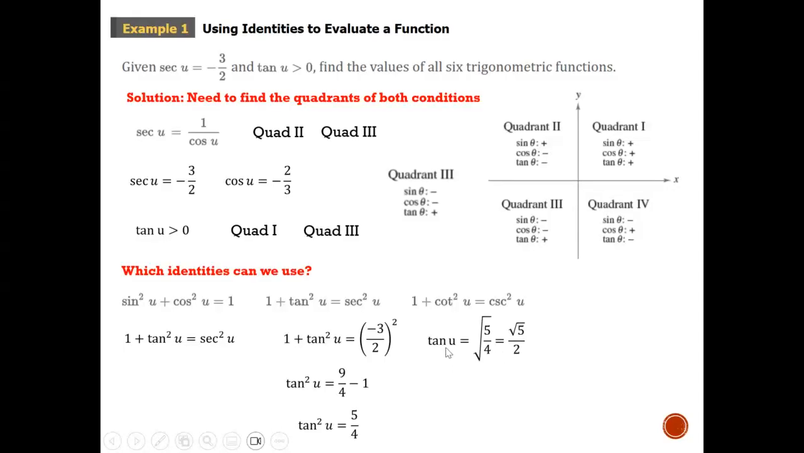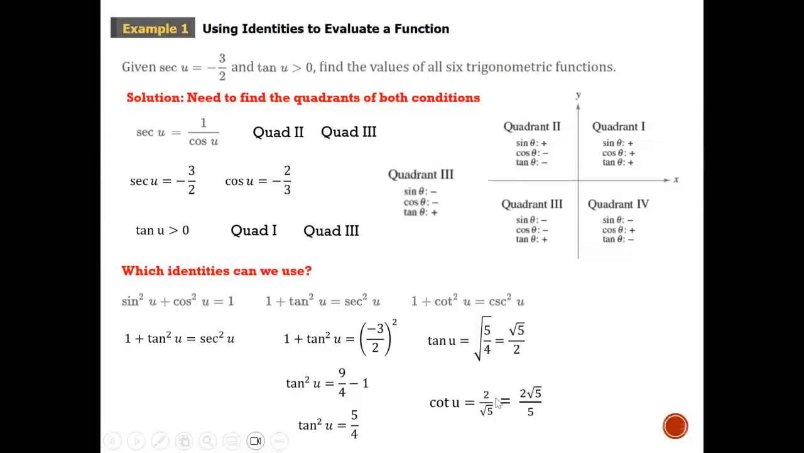Okay, now once we have the tangent, we also find the cotangent. Right, the cotangent is a reciprocal. I believe if you put this in this order, 2 over square root of 5, on WebAssign it will be marked right. But most instructors want you to simplify to the extreme, which means you have to rationalize the denominator. You can't have a radical in the denominator.